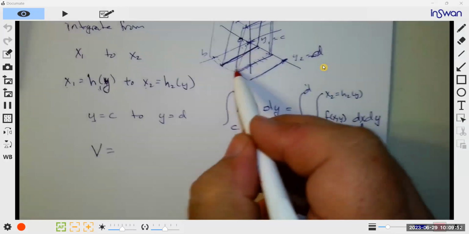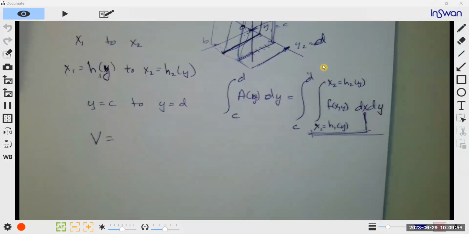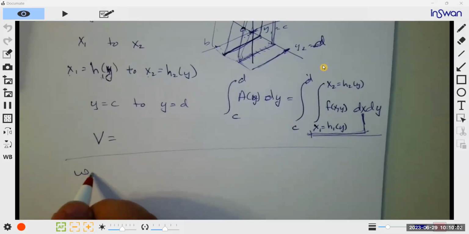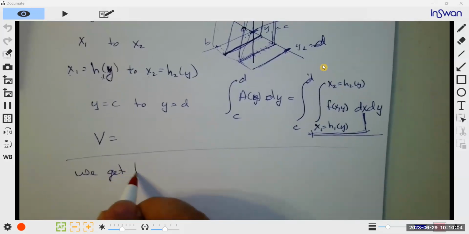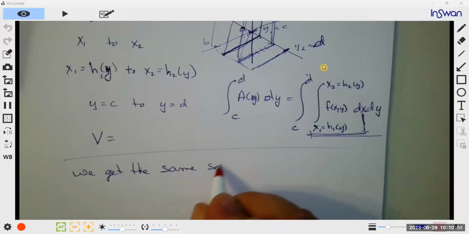And then the last one is when we look at all the areas together. They will give us the same answer. We get the same solution.